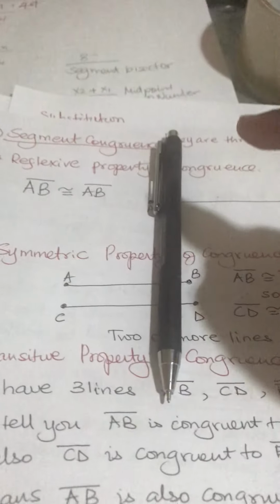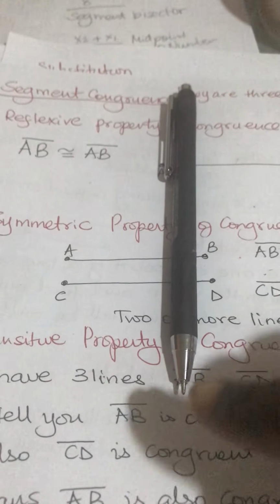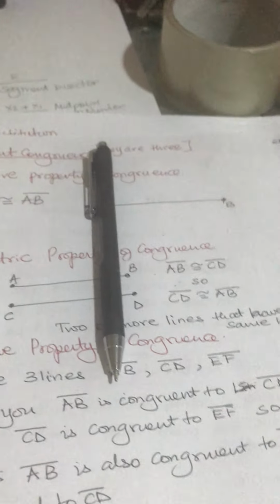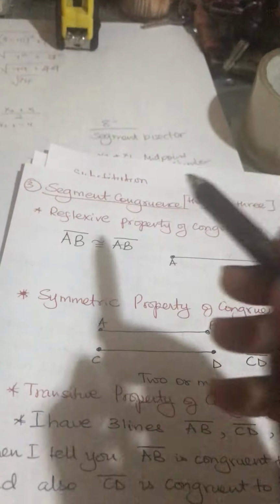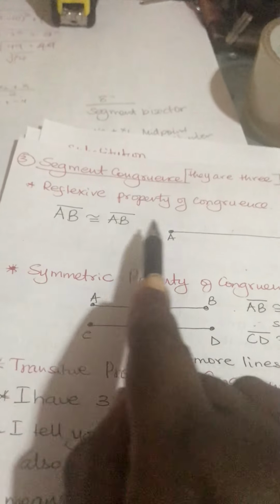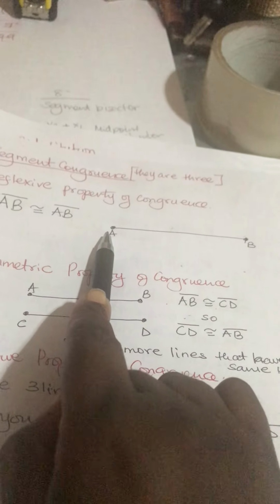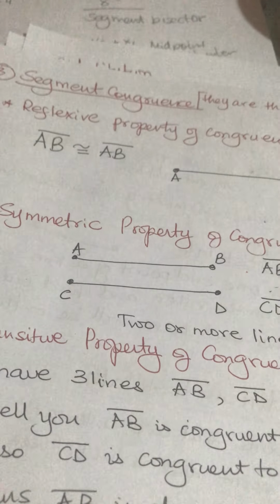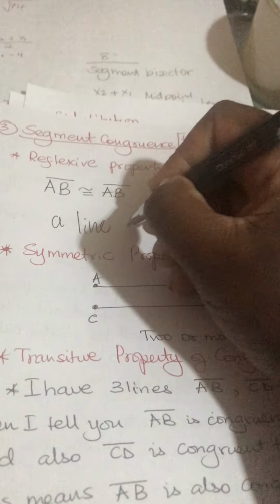Reflexive property of congruence is like me saying the distance from the beginning of my pen to the end is the same from the tip to the back. Or when I measure my height, from the head to the toe will be the same distance from the toe to the head. So, here, reflexive property, the line AB will be the same whether I go this way or I go back this way. Okay? Same. That is what we are calling reflexive property. So we will say a line segment is congruent to itself.